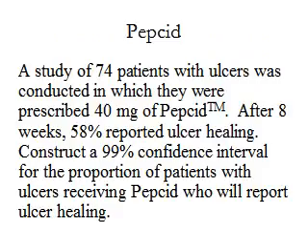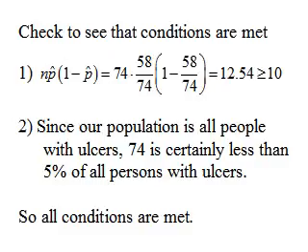For example, a study of 74 patients with ulcers was conducted in which they were prescribed 40 milligrams of Pepcid. After 8 weeks, 58% reported ulcer healing. We want to construct a 99% confidence interval for the proportion of patients with ulcers receiving Pepcid who will report ulcer healing. We'll first check to see that the conditions are met.